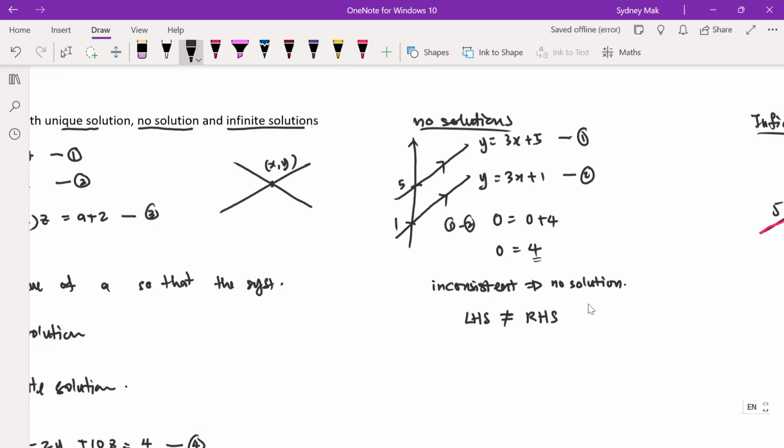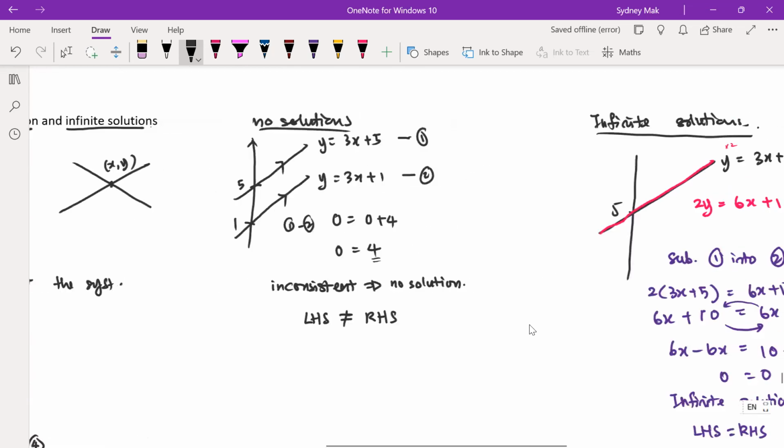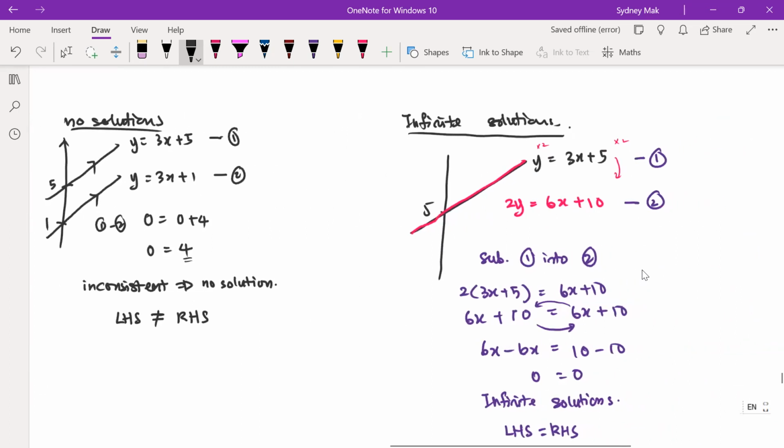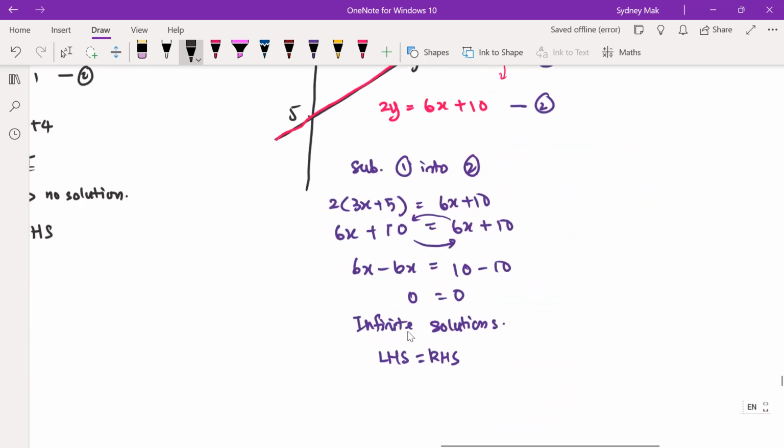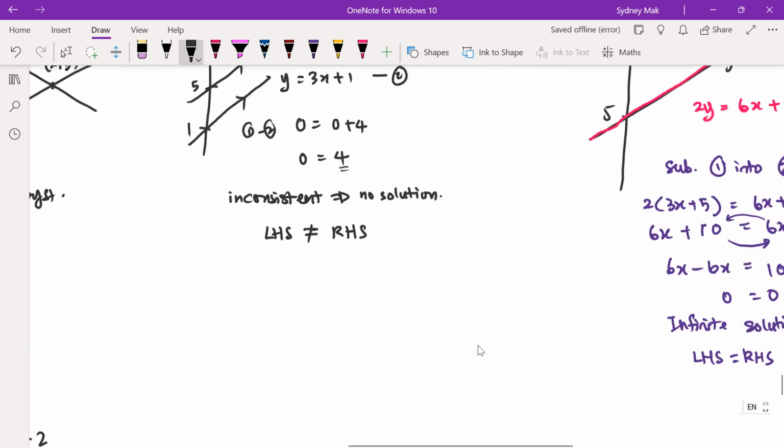How can 0 equal 4? So no solutions for this. Whereas for infinite solutions, they will cancel each other because they are the same line after all. So the left-hand side equals the right-hand side: 0 equals 0. That is for infinite solutions. Okay, that's it.